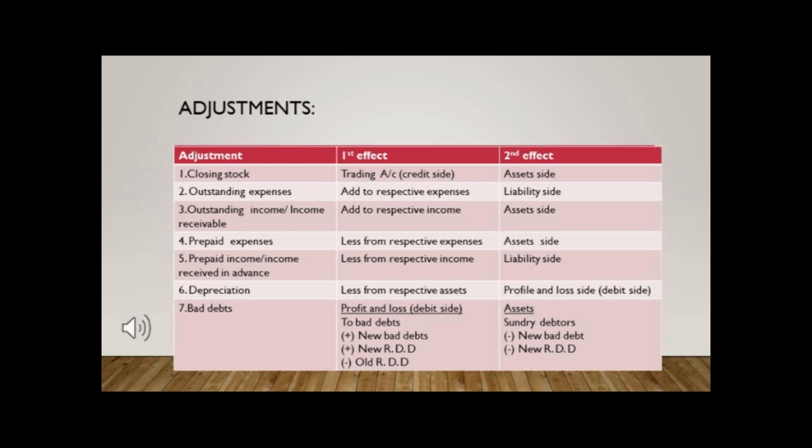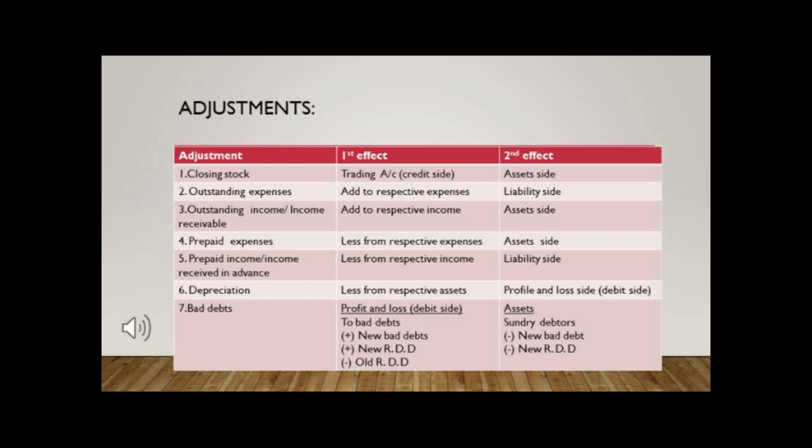Now just see here, second, outstanding expenses. Outstanding expenses means unpaid. We have not paid the expenses and therefore this amount we are going to add to the respective expenses. So the first effect is add to respective expenses, and the amount we have not paid, therefore it is considered liability. The second effect will come on the liability side.